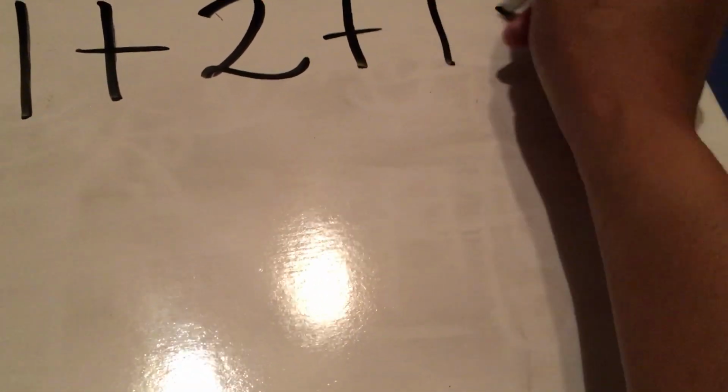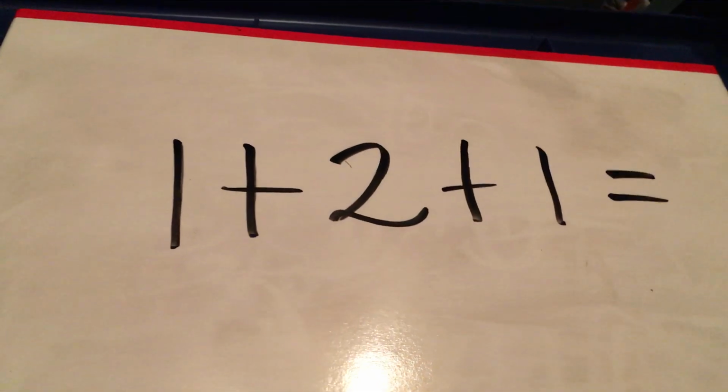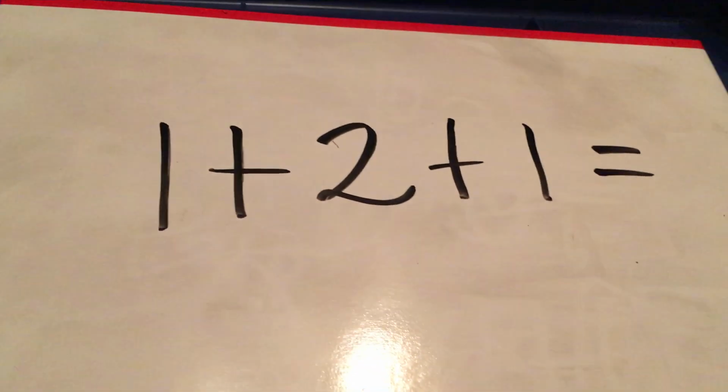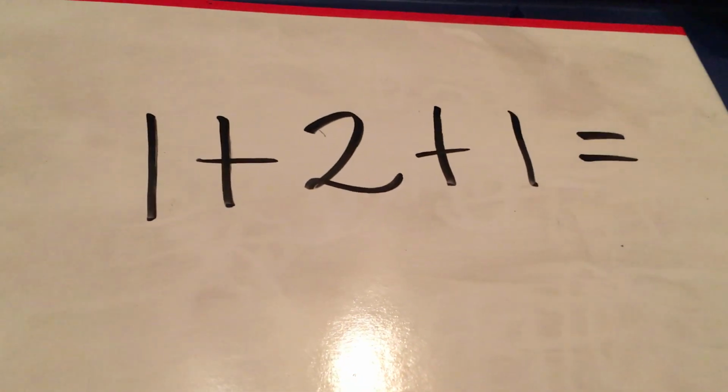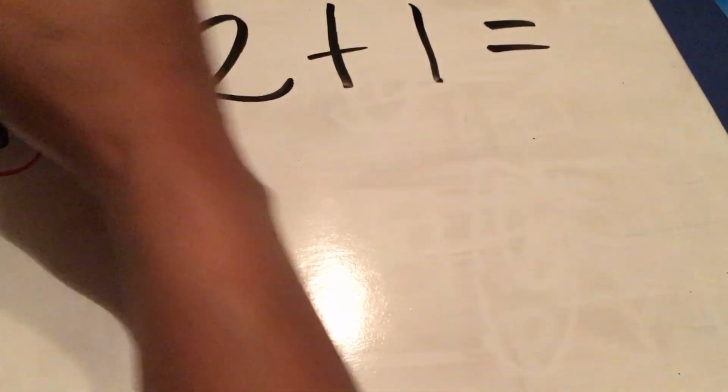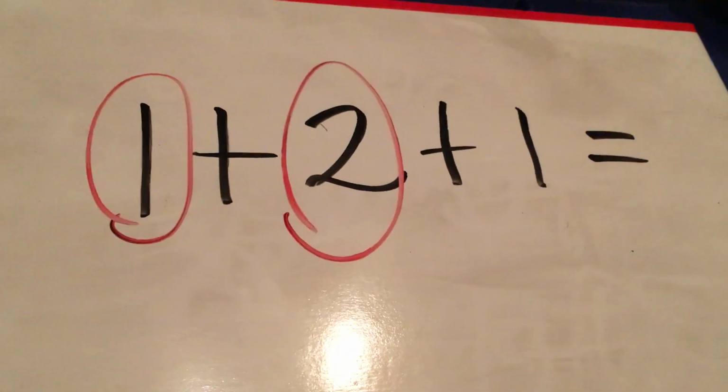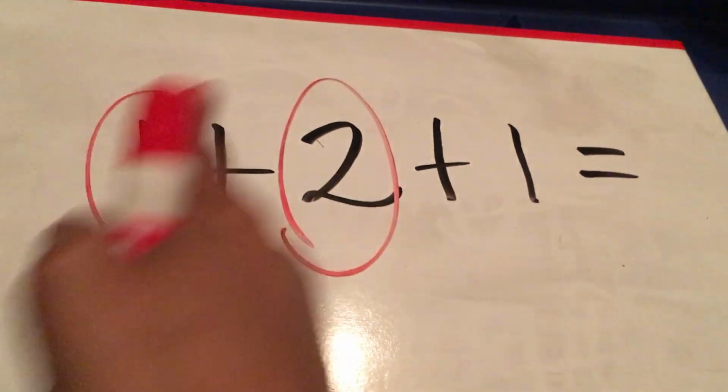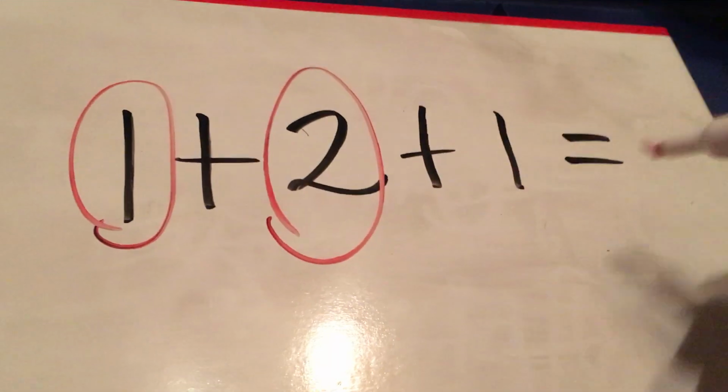So remember, we were looking at different strategies. That was one strategy, and that was to find a 10. Now, you're not going to always have a 10 in your problem, and that's fine. You still can solve the problem. So if my problem is 1 plus 2 plus 1, I don't have a 10, but I can just circle two of the numbers to start with, and I can still solve the problem. I can start with 1 plus 2, and I'll get 3, and then I have to go add that last number. So 3 plus 1 is going to give me 4.